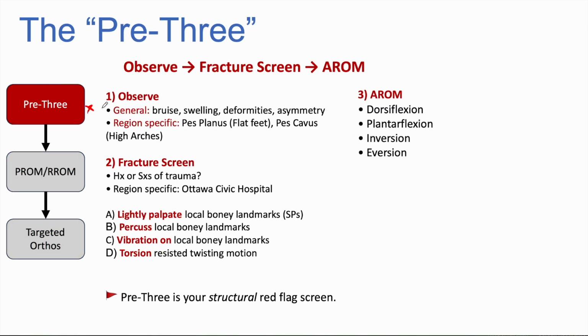The pre-3 is your structural safety screen. It answers 3 questions. First, use observation to look for swelling, bruising, or deformity. Second, check for fracture screening. If trauma is present, apply the Ottawa ankle rules and palpate key bony landmarks. Third, active range of motion. You want to examine dorsiflexion, plantar flexion, inversion, and eversion. The key idea is this: before running special tests, confirm the ankle is safe to examine further.